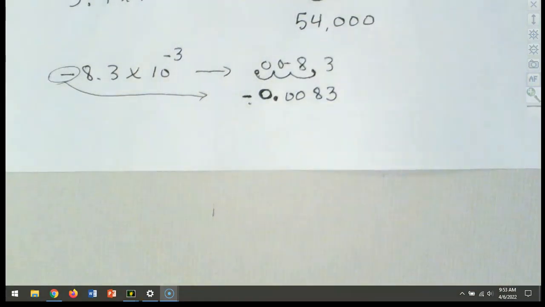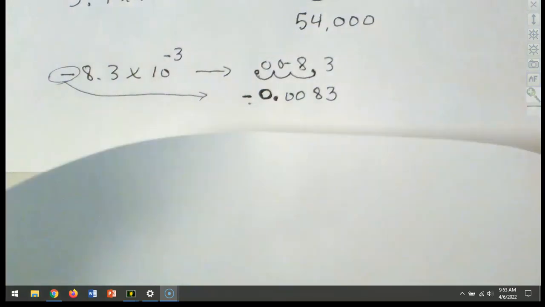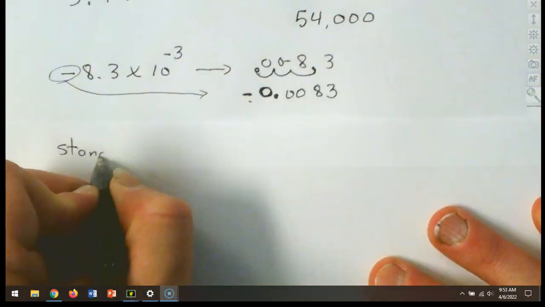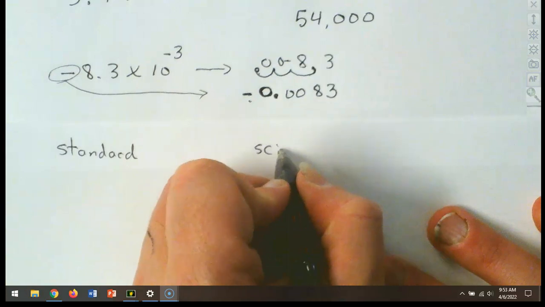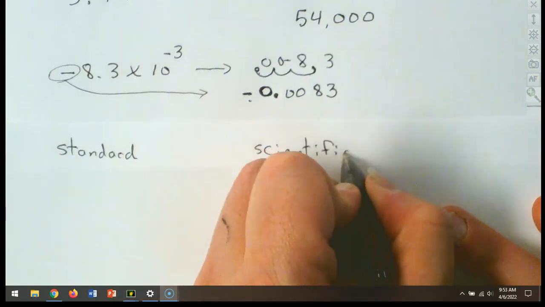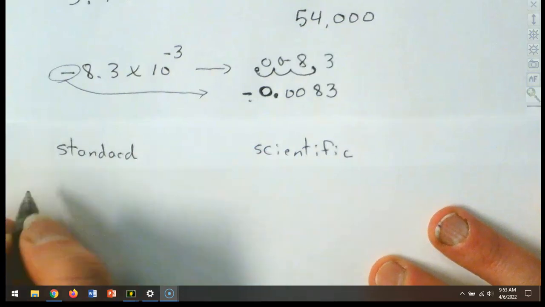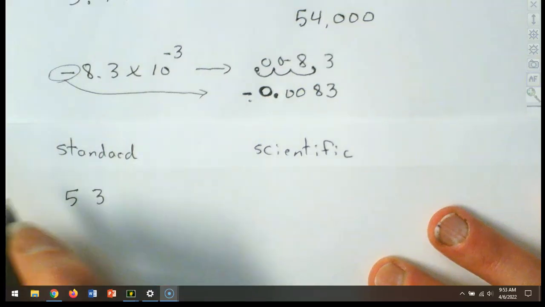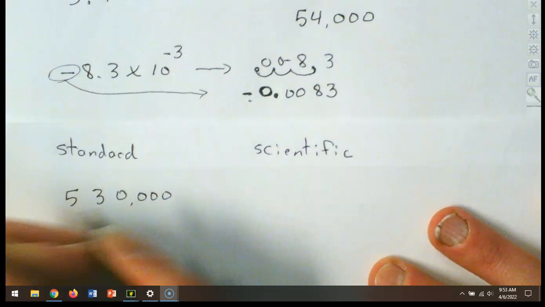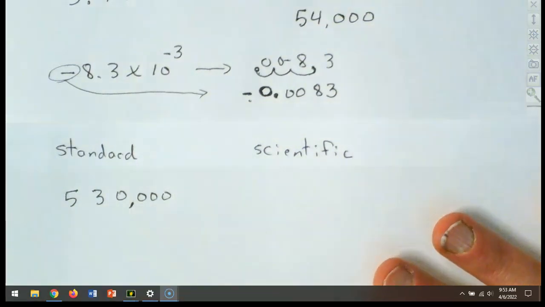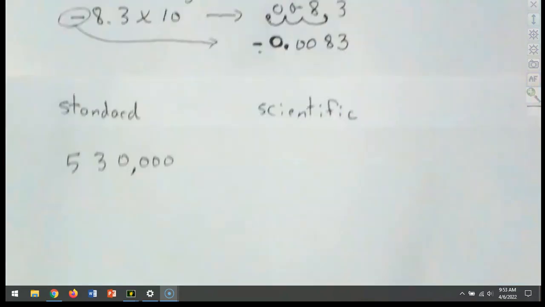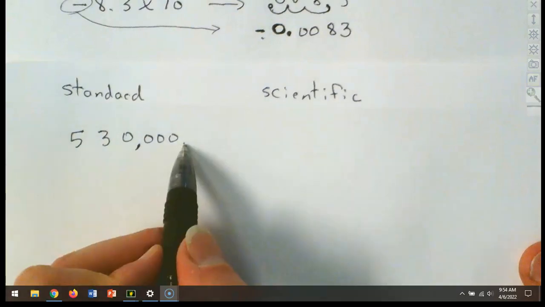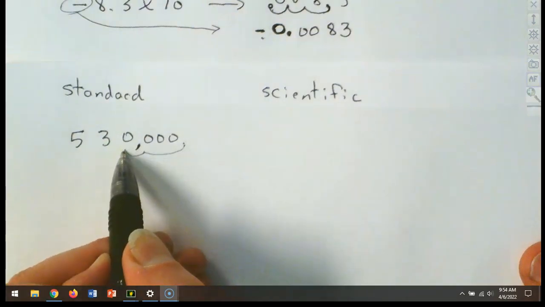Now let's do the opposite. Now let's go from standard notation to scientific notation. So how about 530,000? Okay, that's going to be in standard notation, 530,000. What would that be in scientific? All we have to do is we have to move it. So here's my decimal point right here. And how many places would you have to move? There's 3, 4, 5 places.